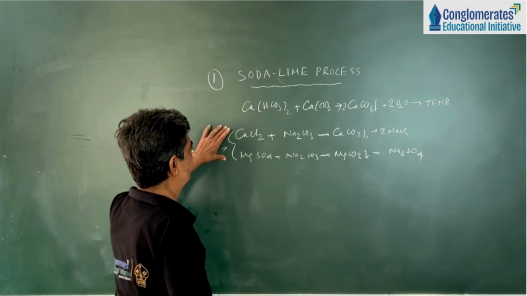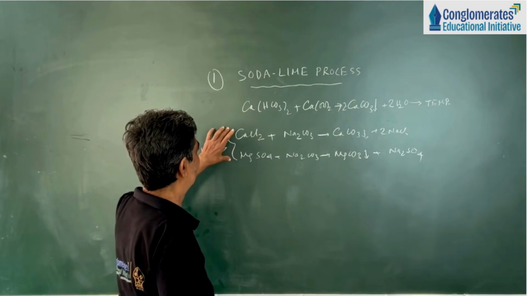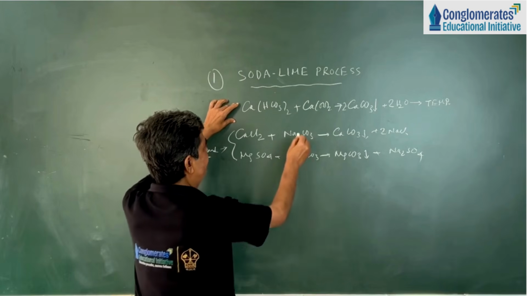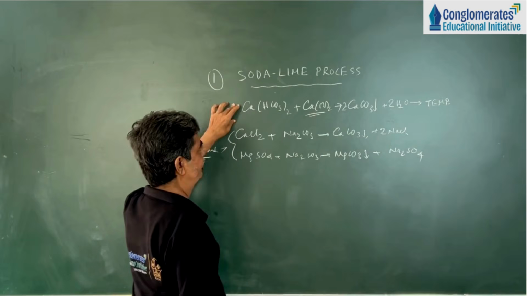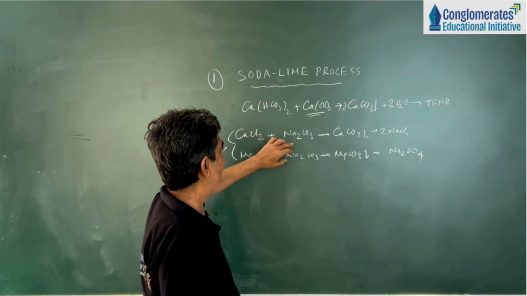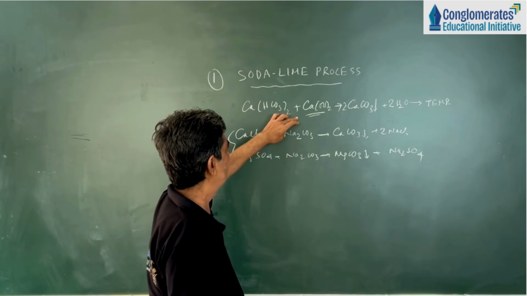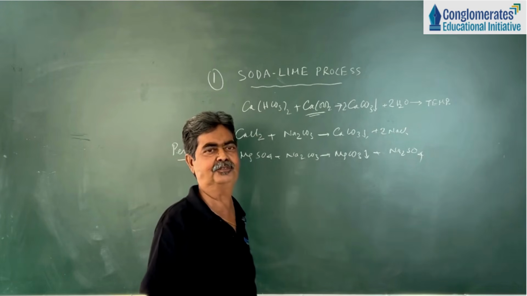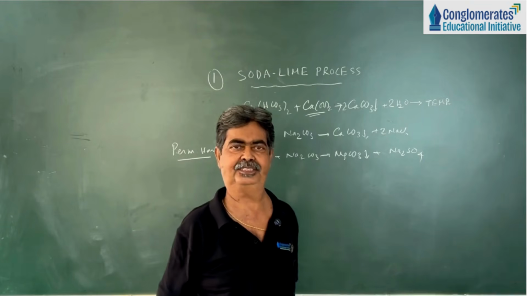By applying sodium carbonate we remove permanent hardness, and by applying slaked lime we remove temporary hardness. So by using soda and lime we remove both the hardness together. This is the first method, called the soda lime process.